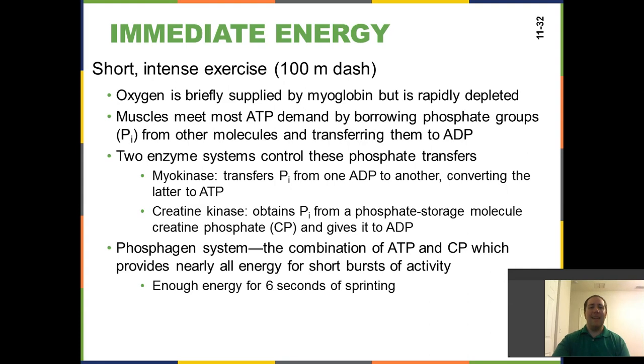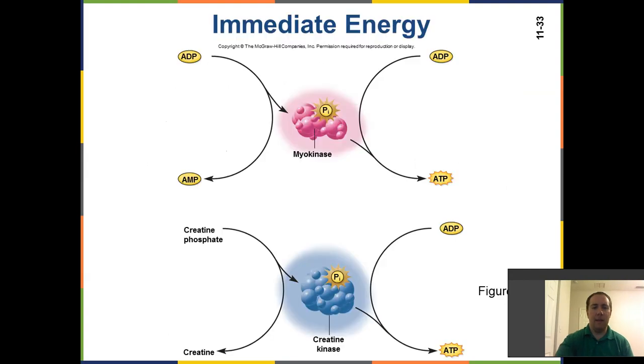So this together, the phosphagen system gives us about 6 seconds. And so the myoglobin gave us about 10. The phosphagen system gives us about 6. And so this slide is making the assumption that we can run the 100-meter dash in about 16 seconds. The first 10 seconds are going to be the oxygen with the myoglobin. The last 6 seconds are going to be the phosphagen system.